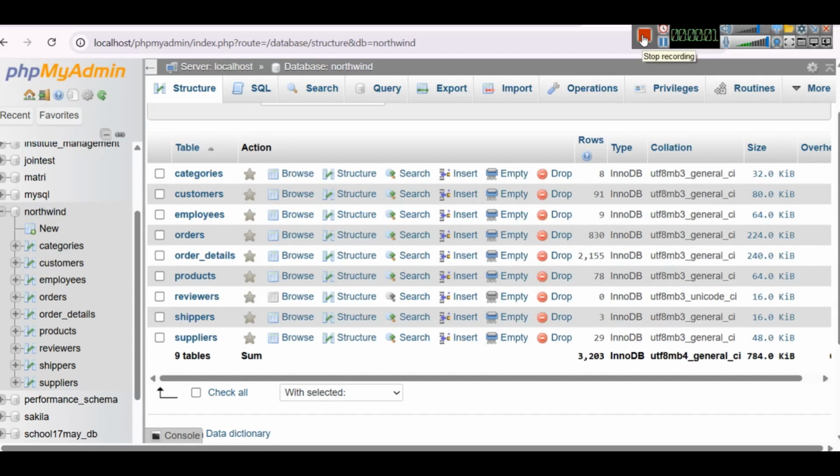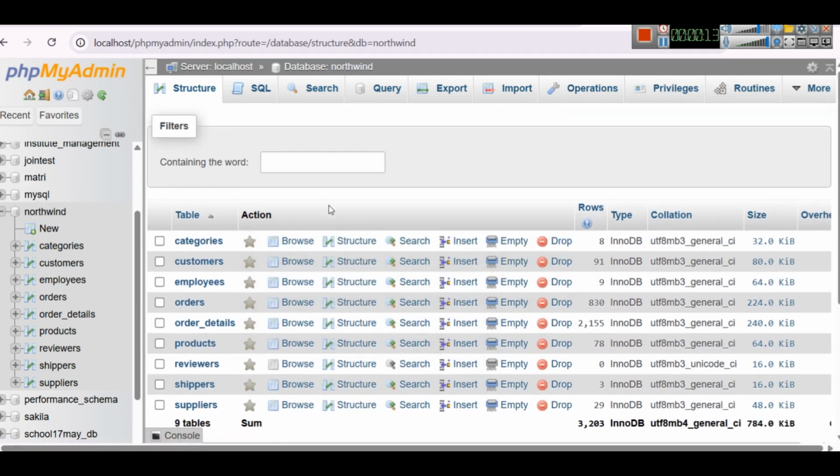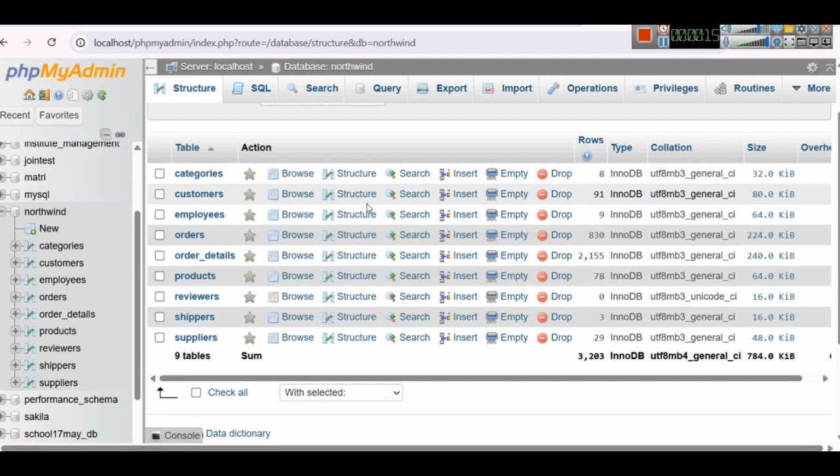So today we are starting our MySQL discussion. We are continuing our MySQL discussion, and this is the Northwind database. This is a database that is a great example of a relational database. In this database, when you click here, you will go to more. You can see a designer.